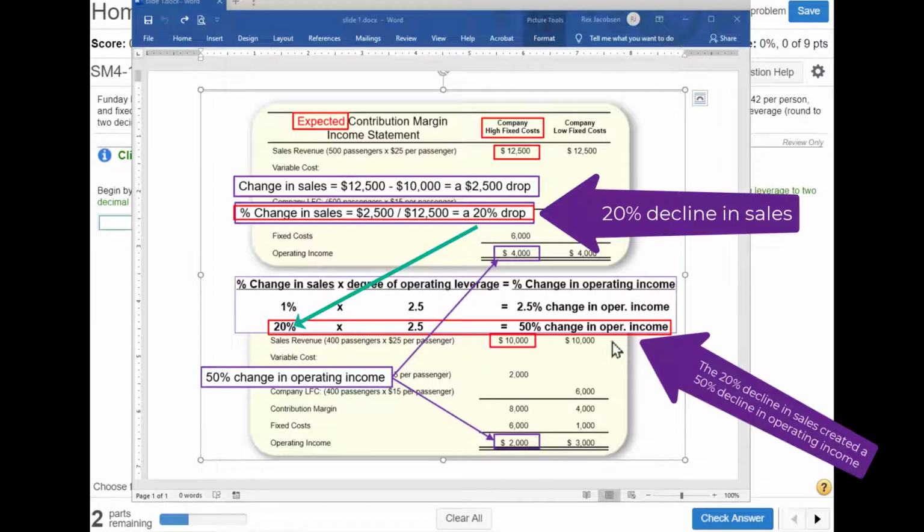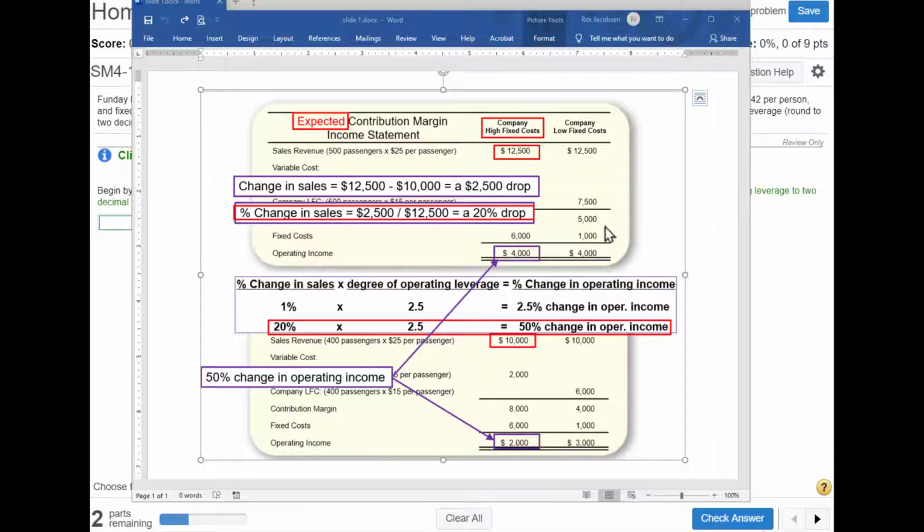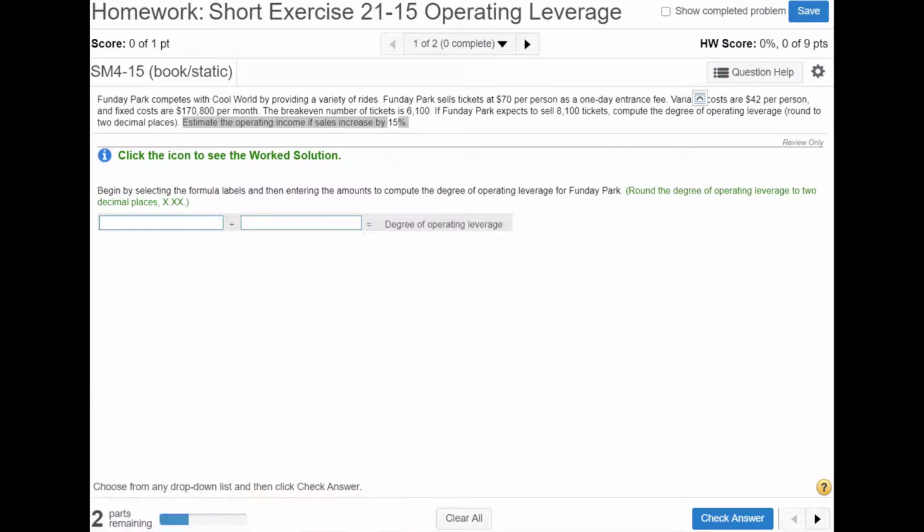And that's exactly what happened. Operating income was 4,000, but when sales dropped from 12,500 down to 10,000, operating income fell from 4,000 to 2,000, which is a 50% drop. In other words, a 50% change in operating income. So using operating leverage can help you estimate how operating income will change in different scenarios. In this problem, we're trying to figure out if sales increase by 15%, how will that affect operating income? And we'll use operating leverage to do this.